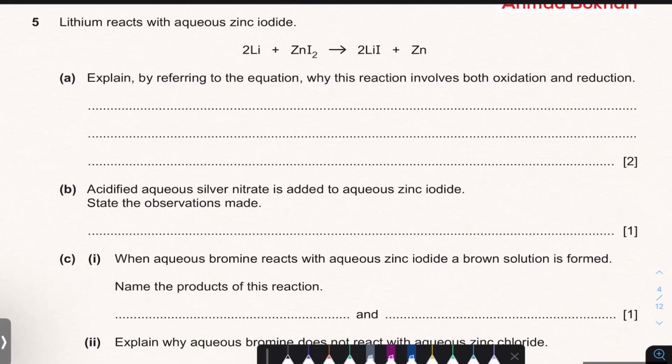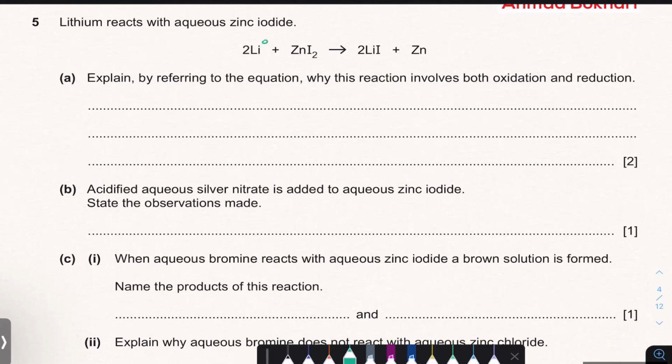This question says explain by referring to the equation. When they say referring to the equation, इसका मतलब है you have to pick things from here. जैसे अगर लिथियम की बात करो तो Li लिखो, जिंक की बात करो या जिंक आयोडाइड की बात करो तो इसको पिक करो. Why does this reaction involve both oxidation and reduction? Now, here's my rough work first. Before I do this, मैं इसको पहले charges assign कर दूंगा.